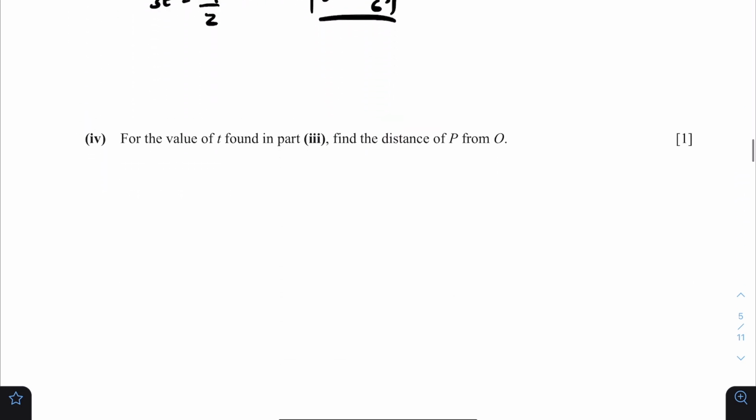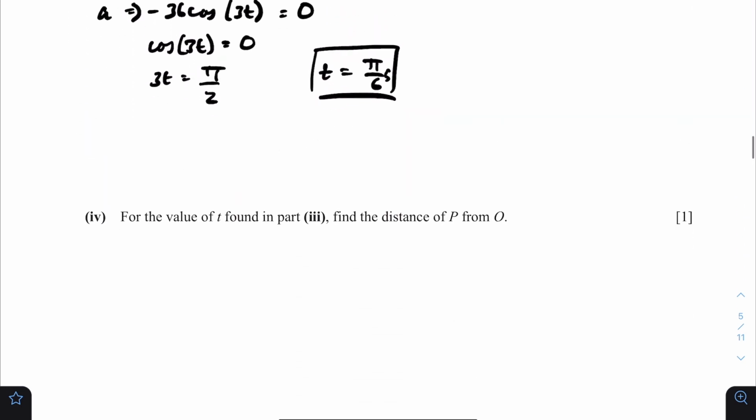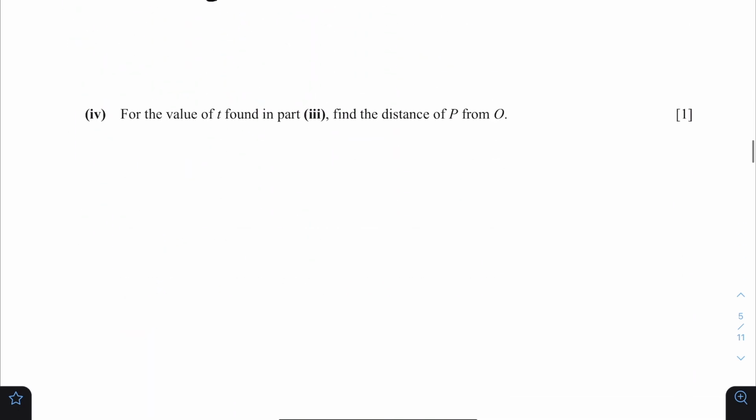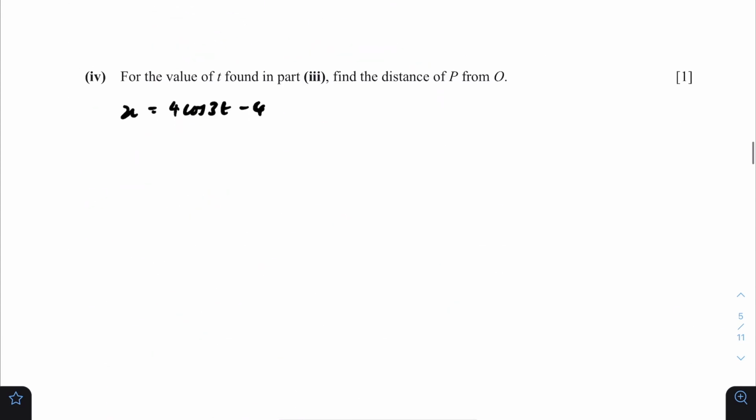For the value of t found in part 3, find the distance of p from O. Okay, so we just plug pi over 6 back into our displacement function, which is 4 cos 3t. So x is equal to 4 cos 3t minus 4, I believe. Yeah. So we find the distance using t is equal to pi over 6.